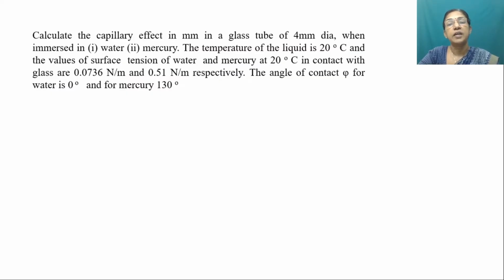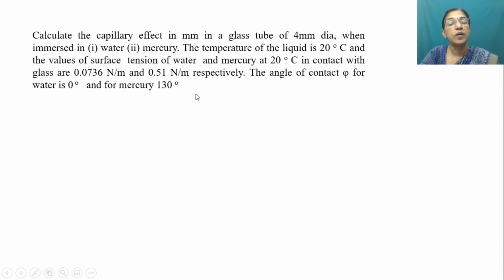Capillary effect of the fluid can be determined by dropping the tube in two liquids. One is water and the other is mercury. So in this problem, the capillary effect in mm is to be determined, and the glass tube diameter is given as 4 mm. Case 1 is water and case 2 is mercury.